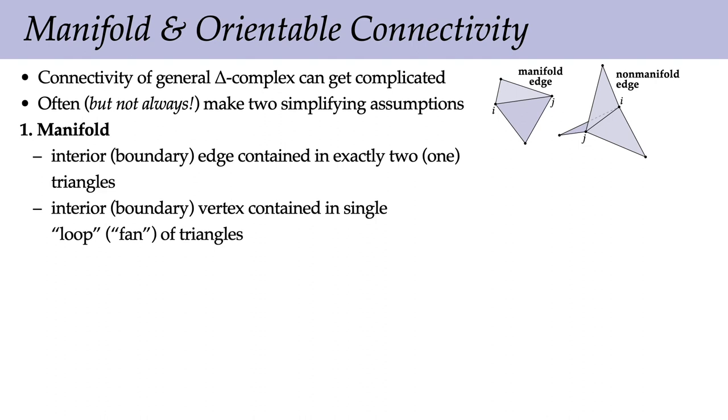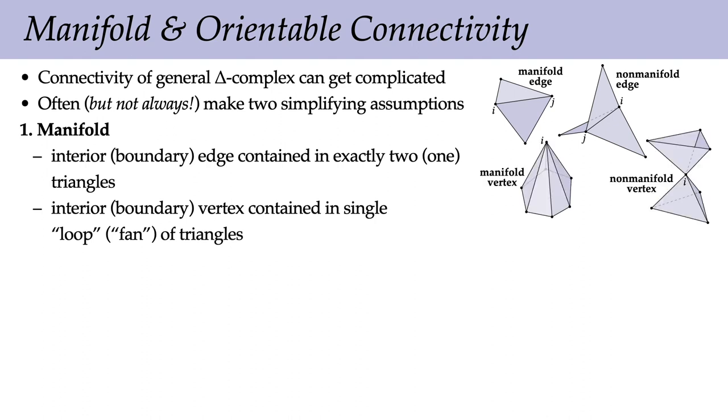A boundary vertex is contained in a single fan of triangles. So this is a manifold interior vertex. This is not a manifold interior vertex because it's contained in two distinct loops of triangles.